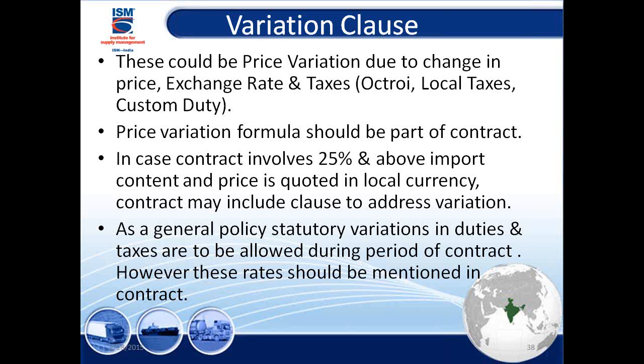So a price variation formula should be part of the contract in case the contract involves 25% or more import content. Particularly with medical items, they import a lot. I'm making an X-ray machine, but 25% of these things are coming from abroad. And the guys who are making Mercedes cars in India, 90% is coming from abroad. So in those situations, certainly the price could go up and down depending on the exchange rate. You need to define that.